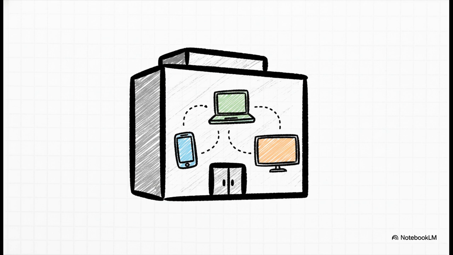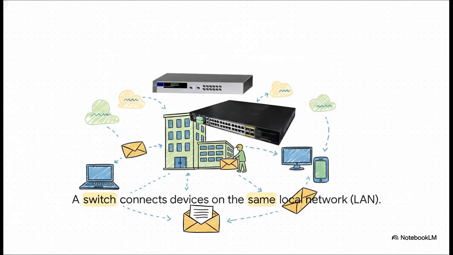You can think of it like a private little club for all the devices that are physically close to each other. Your phone, your computer, your game console. They're all hanging out, chatting on the same local network. So who's directing all this local traffic? That's a little device called a switch.